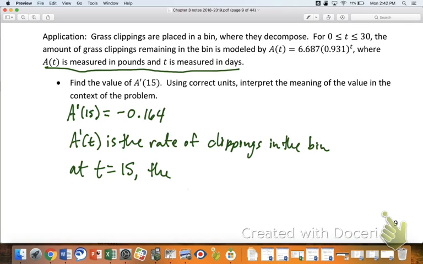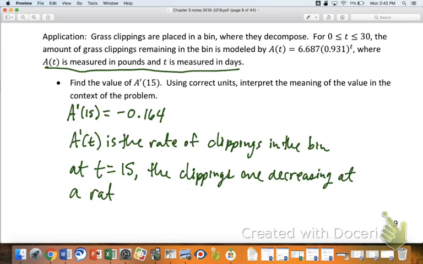Ooh, cool. Okay, so I really like what you said. Could you say it a little bit slower? I want to write down exactly what you said. At T equals 15, the clippings are decreasing at a rate of negative 0.164 pounds per day. Okay. You wouldn't need to put the negative because you said decreasing. So we'll discuss that, right? Because that could be important.